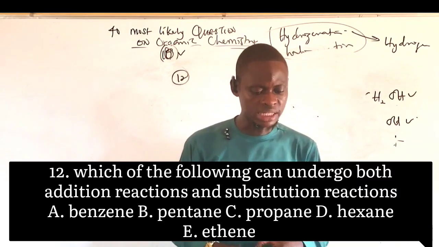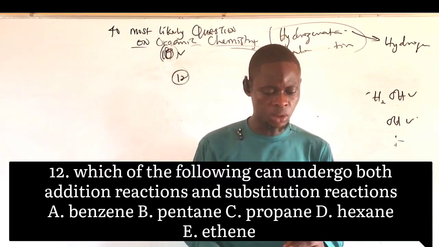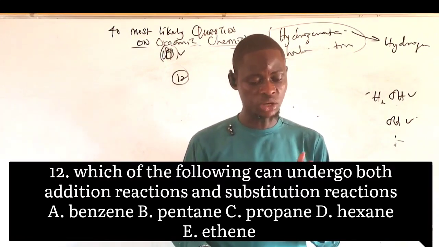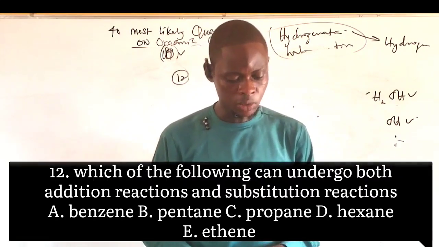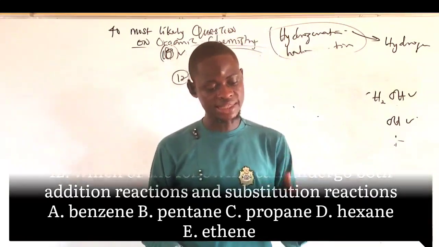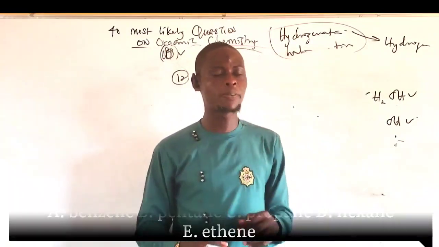Are you together? So they said, which of the following can undergo both addition reaction and substitution reaction? Option A, benzene. Option B, pentane. Option C, propane. Option D, hexane. And then E, ethene. The answer should be benzene.